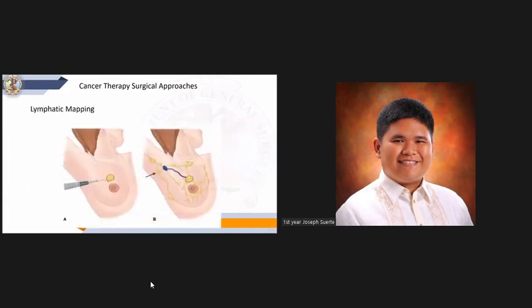So an example in this picture, in lymphatic mapping, there's an injection of a dye around the tumor, and then once the tumor takes in the dye, we can visualize where the tumor primarily drains. So the first node that the tumor drains to is called your sentinel lymph node.